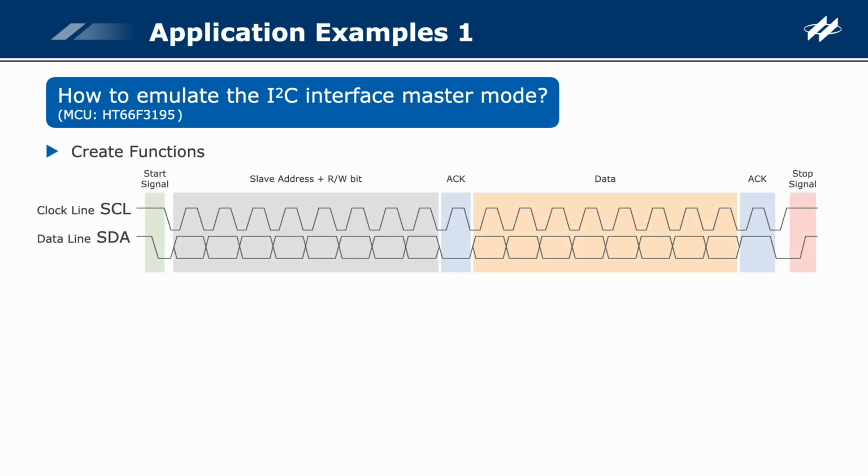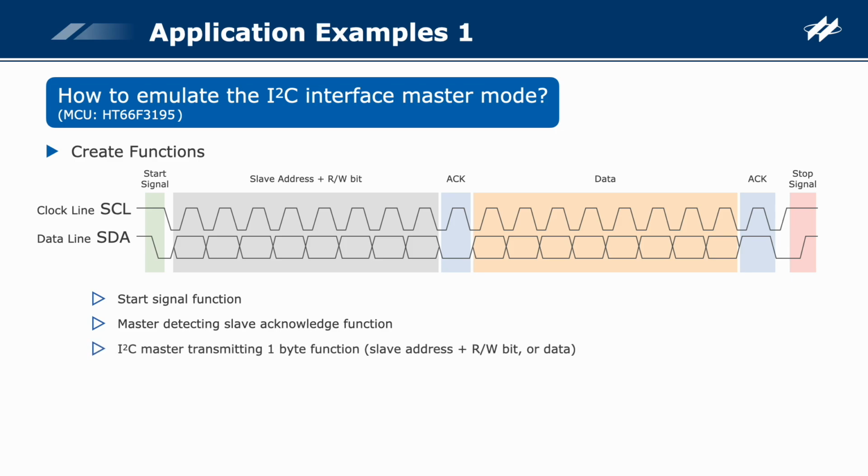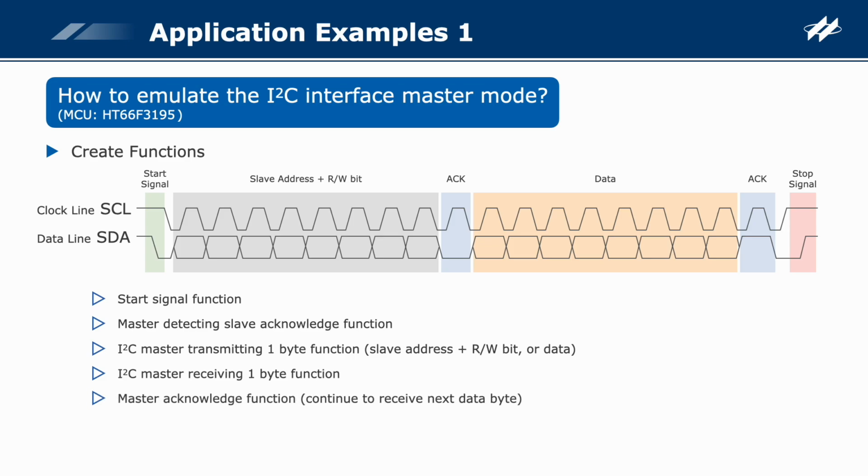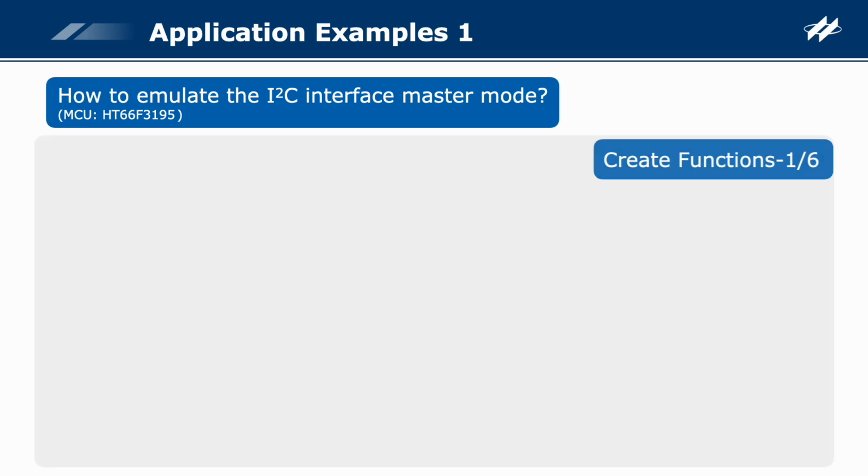Based on what we have learned about the protocol, the master mode emulation requires creating several functions, including the start signal function, master detecting slave acknowledge function, I²C master transmitting 1 byte function, I²C master receiving 1 byte function, master acknowledge function, master not acknowledge function, and stop signal function. Now, let's look at the program example.